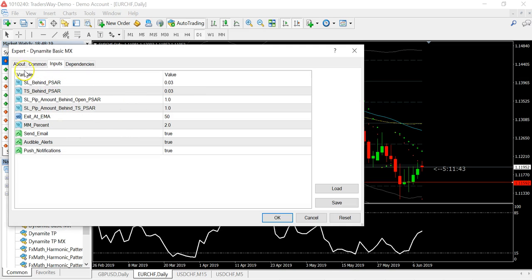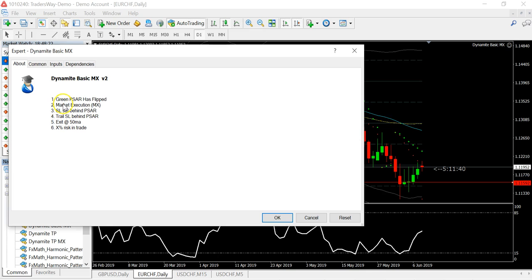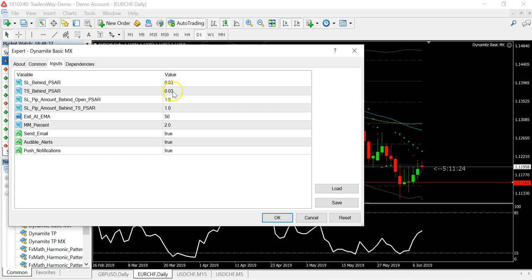Market execution one is going to be the same as the old version, just a few of the changes. But this shows you what it is. Market execution, this is the SAR's already flipped. Drop it on there. Operates the same as the basic at that point. So these settings are going to be the same as the basic that we just saw.